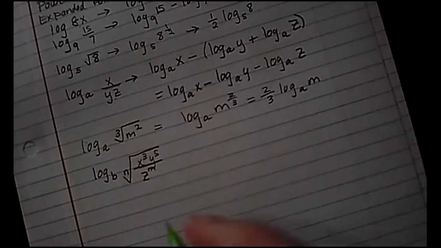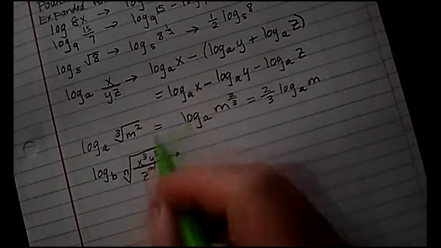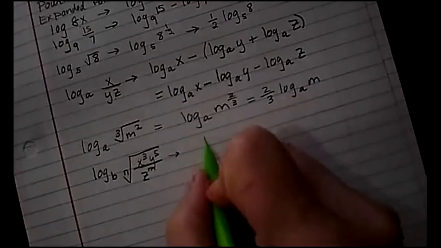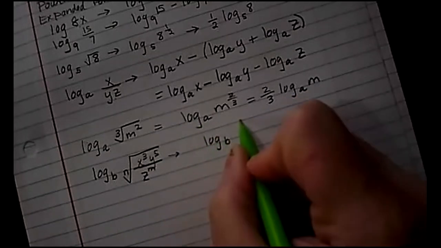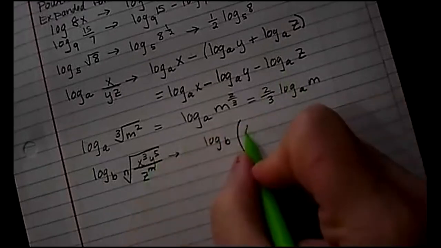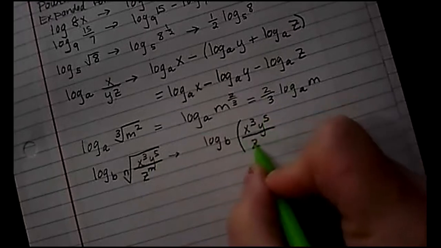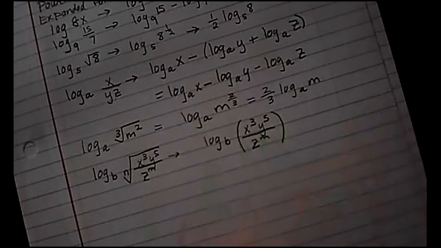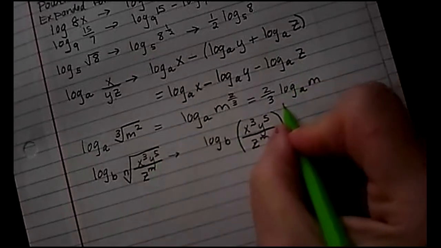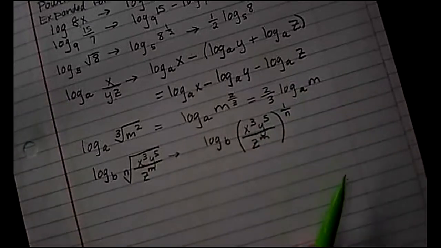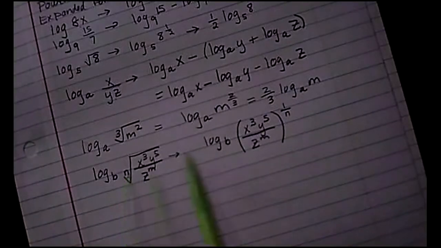So the first thing that we're going to do is get rid of this radical, and we're going to write it as an exponent. So let's begin with that. We have log base b of x to the third, y to the fifth, over z to the m, and we're going to take all of that to the 1 over n. Do you remember when I said you can write it as 1 over n, or 1 over whatever that is? This root is always 1 over whatever the root is. So that's why we do that.